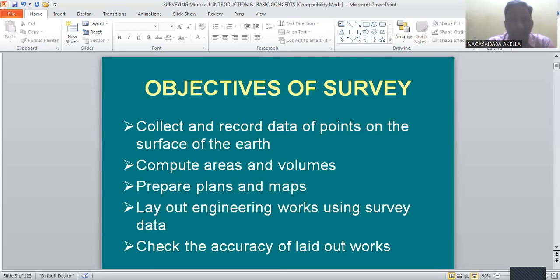Moreover, the main objective of survey is to lay out engineering works like reservoirs, dams, etc., by using the collected survey data. And one more thing, you can also check the accuracy of already laid out works.